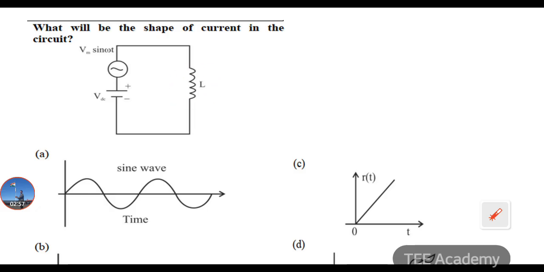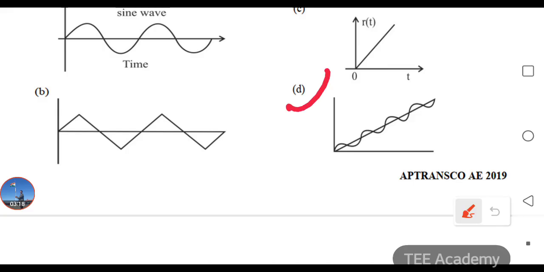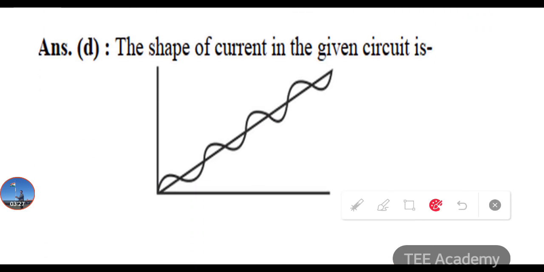Here we have to apply the superposition theorem, by considering only one source at a time. First we will take the DC source, next we will take the AC source, and you have to find the response, and finally the response of this circuit will be D. So D will be the correct response for this problem. The answer is that the shape of the current in the circuit is like this.